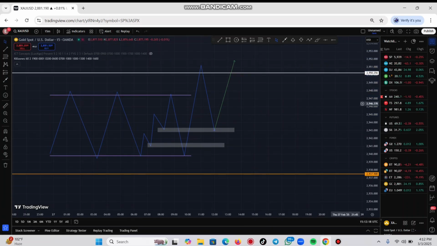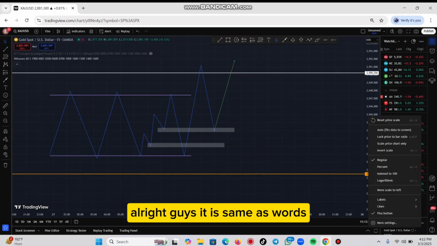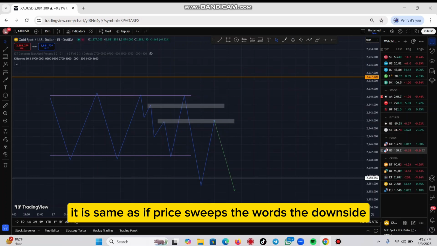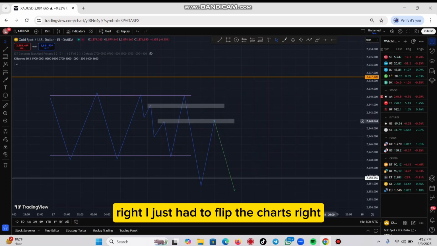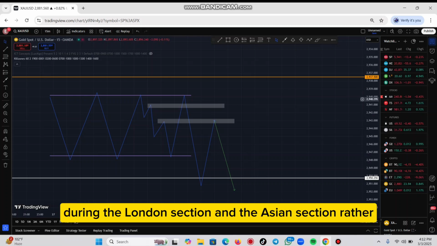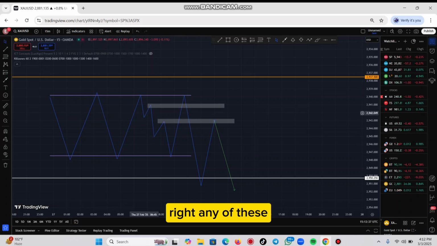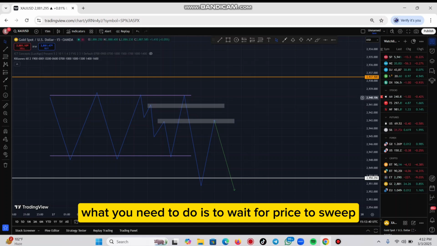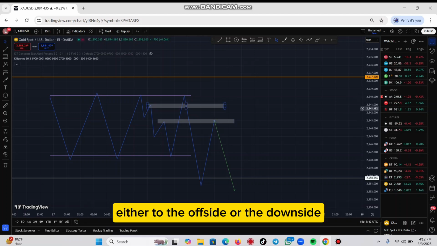Now it is the same as, all right guys, it is the same as what? It is the same as if price sweeps the downside. All right, I just had to flip the chart so you could see it. Now if price does this during the London session and the Asian session rather, any of these, what you need to do is to wait for price to sweep either to the upside or the downside.